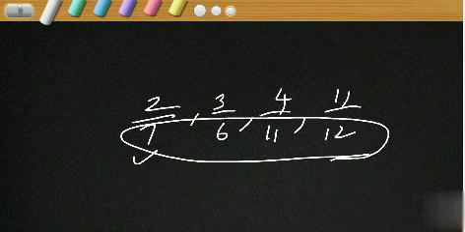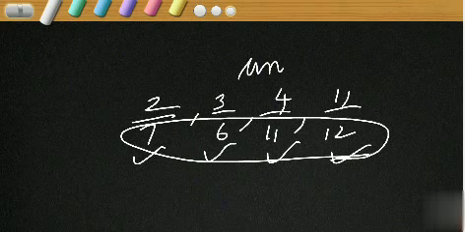What about these fractions? Here the denominator is 7, here it is 6, here it is 11, here it is 12. That means all the fractions have different denominators. So what can we conclude? Yes, these are known as unlike fractions. Have you understood the concepts?